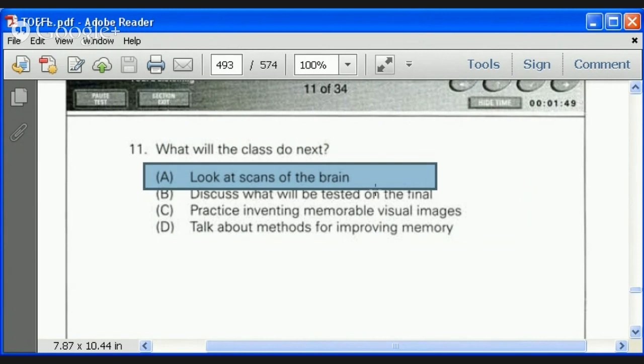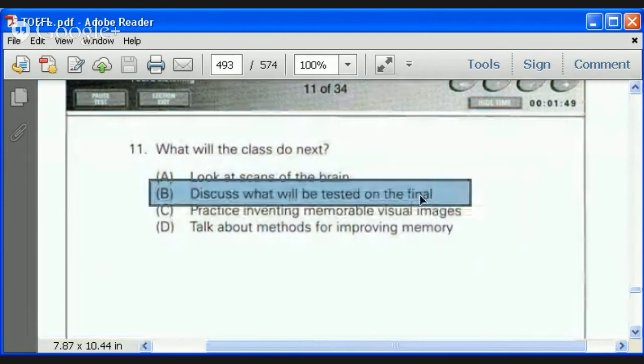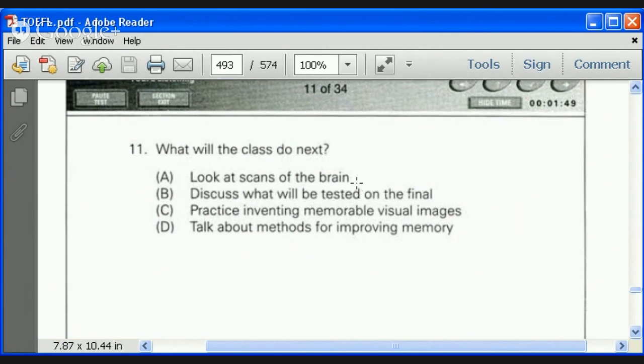Look at scans of the brain? No, I don't recall ever hearing that at all. It just wasn't there. Discuss what will be tested on the final? No. In fact, what I do remember, he used the final as an example. We will learn memory improvement devices that will improve your abilities, which you may use on your final. So no, that was as an example, not the actual topic of the next class.